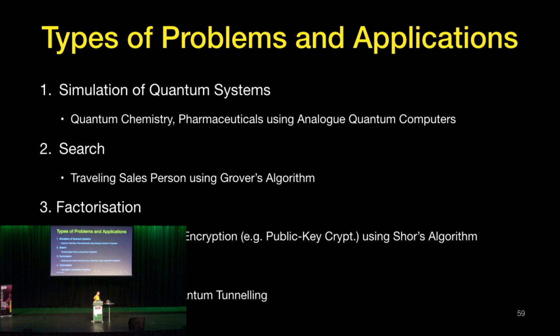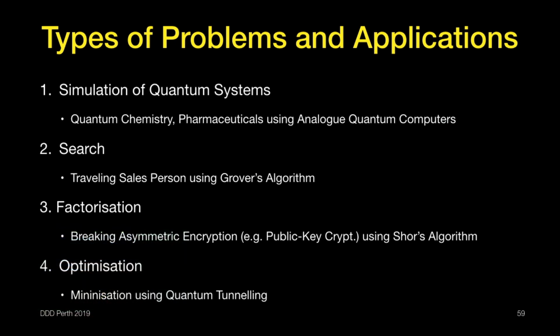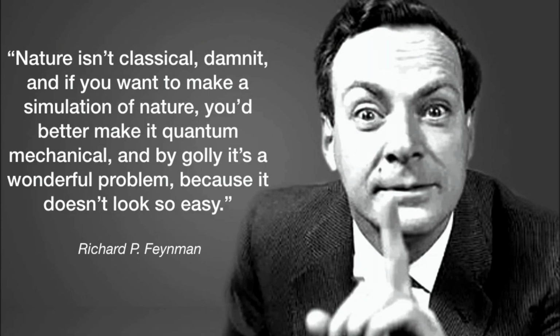So there are 4 different types of problems that we can solve: simulation of quantum systems, search, factorization, and optimization. And I'd like to look at 2 or 3 of these and explain them to you, give you an idea of how it solves these problems. Before we do that, we talk about the first one, simulation. Here's another quote from Mr. Feynman. He said that nature isn't classical, damn it. That's how he spoke. And if you want to make a simulation of nature, you'd better make it quantum mechanical. And he was intrigued by the fact that this is a jolly good problem to try and solve.